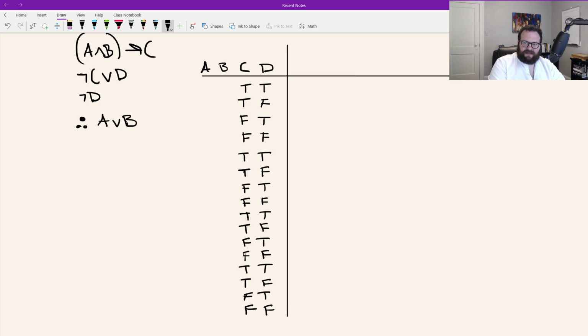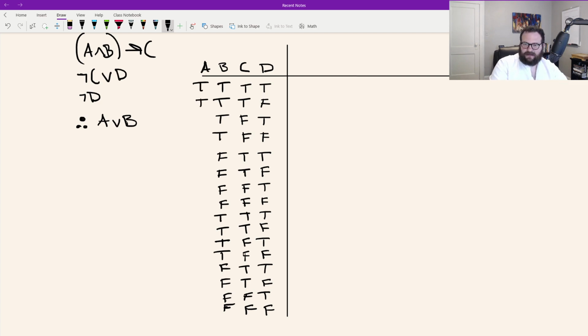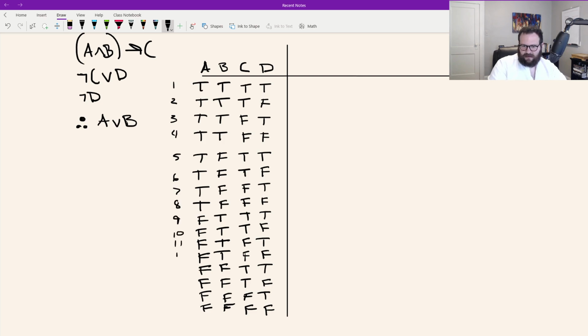I'm going to do the same for B. I'm going to double the number of T's before I get to F's. So I need four trues in a row before I get to F's. And then last one, I'm going to want eight trues back to back, and then all F's after that. One, two, three, four, five, six, 7, 8, and then 1, 2, 3, 4, 5, 6, 7, and 8. Okay, let's label our rows. 2, 3, 4, 5, 6, 7, 8, 9, 10, 11, 12, 13, 14, 15, and 16.